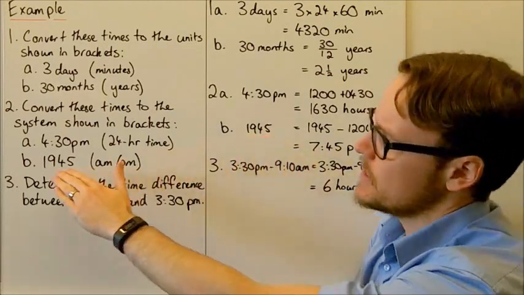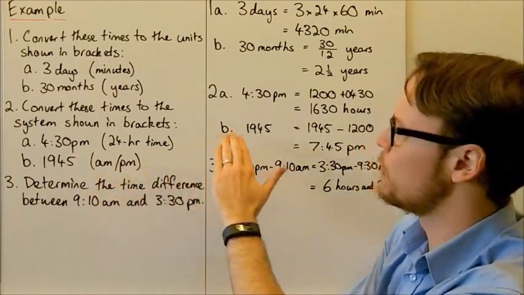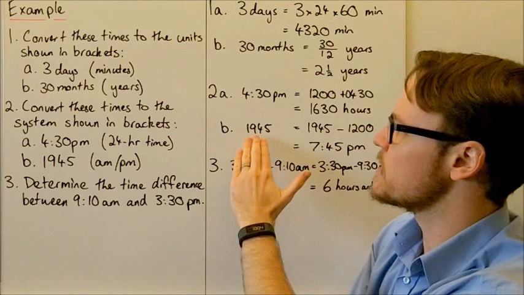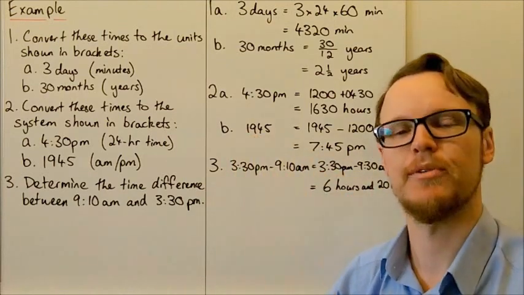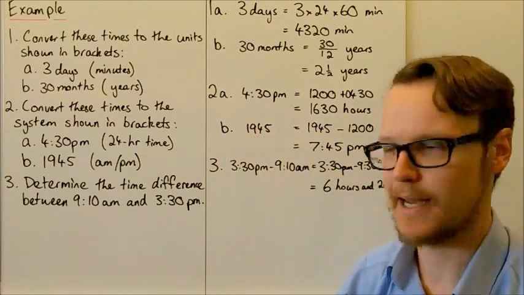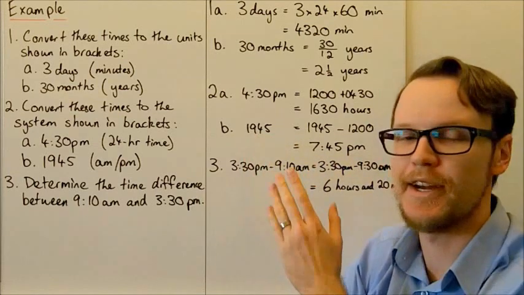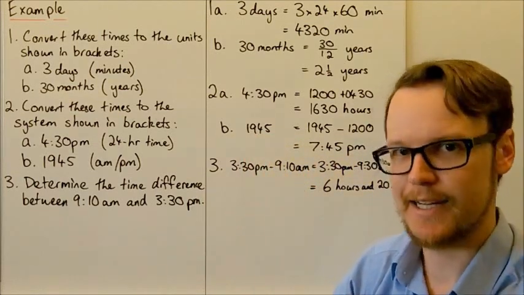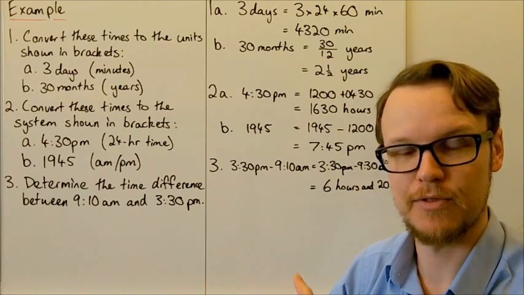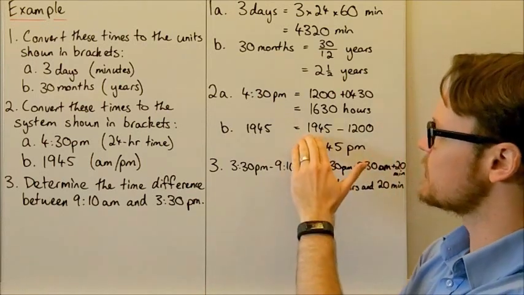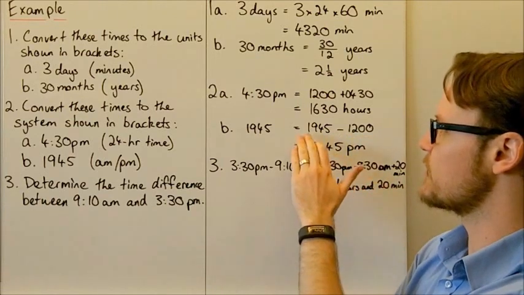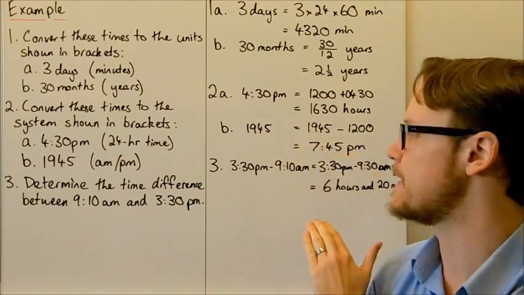1945, to convert this 1945 hours into the AM PM system, this is larger than 1200, so it's in the evening, so it must be PM. So in order to find out how many hours after midday it is, we can subtract the 1200 hours from that. So we have 1945 minus 1200, and we get that it's going to be 7:45 PM.